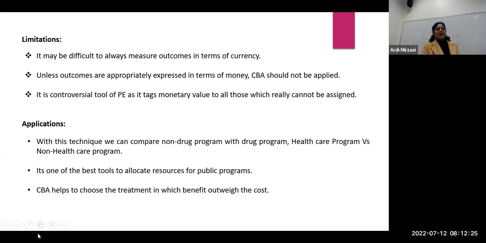CBA also helps to choose the treatment option in the hospital where the benefit outweighs the cost. So it is used both in micro as well as macro settings.